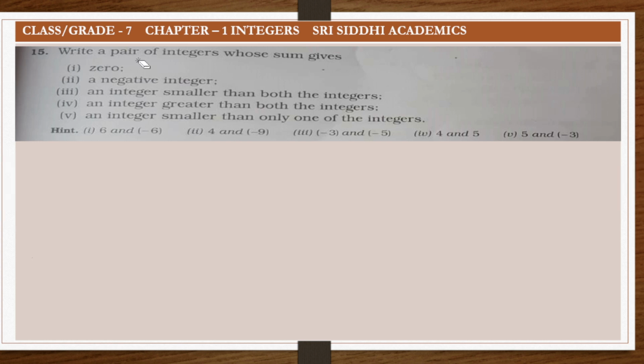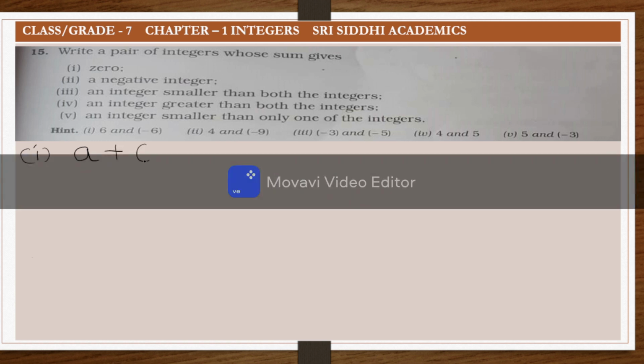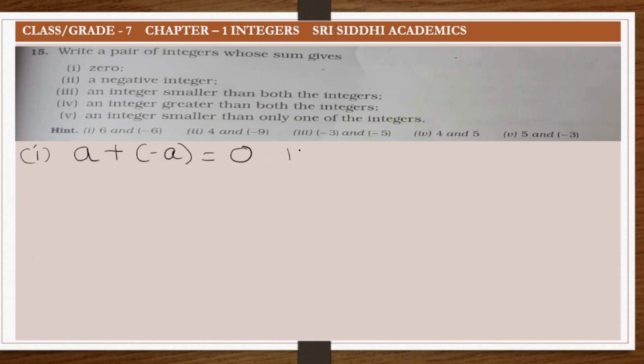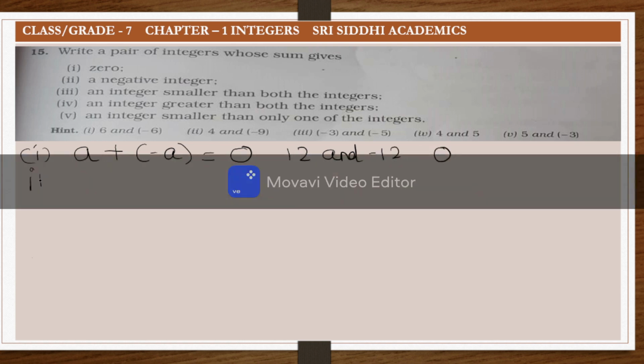Write a pair of integers whose sum gives 0. Now when do we get 0? When we add any integer, let's say a, with its additive inverse, then only we'll get 0, right? As when we add them up, a plus minus a is equal to 0. So it is given here 6 and minus 6, which is okay. You take any integer, let it be 12 and minus 12. If you find their sum, it will be 0. That much we know from all the properties that we have studied till now. Additive inverse is one of them.